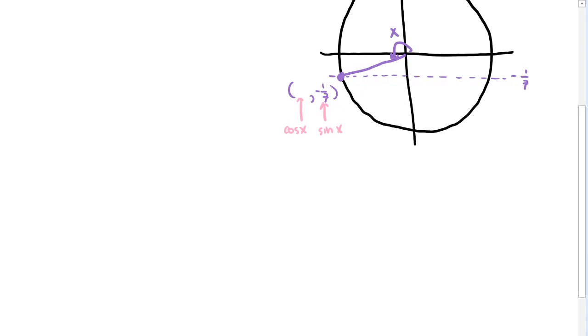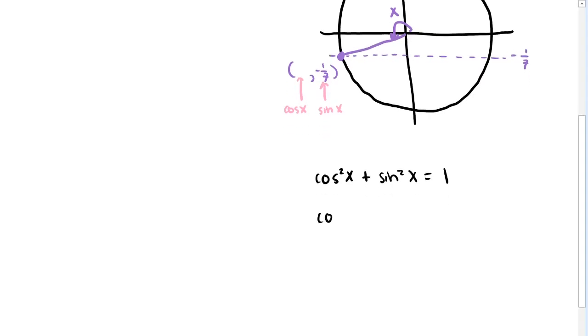And so this will help us in a moment, but let's really take this and go with it a little bit. So we're saying that cosine of x, when we square it, and we add that with sine squared of x, we know we're going to get 1. And this is the Pythagorean identity. So cosine squared of x plus, right, sine of x is -1 over 7. So sine squared of x, that's 1 over 49.